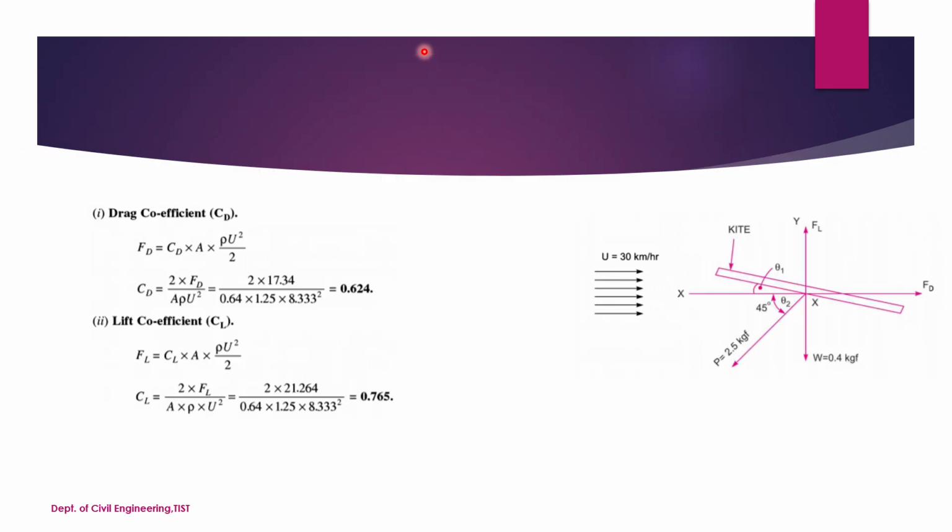We got the value of FD and FL, and now we can easily find out the value of CD and CL. So this is the equation. In this equation all the values are known except for CD. You can find out CD, and CD is obtained as 0.624. And now for the coefficient CL, in this equation all the values are known except for CL, and CL is found out to be 0.765. So this is how you do type 6 problems.